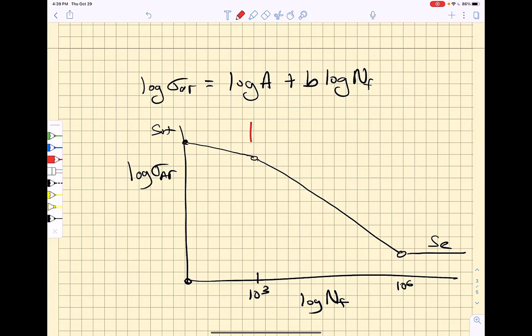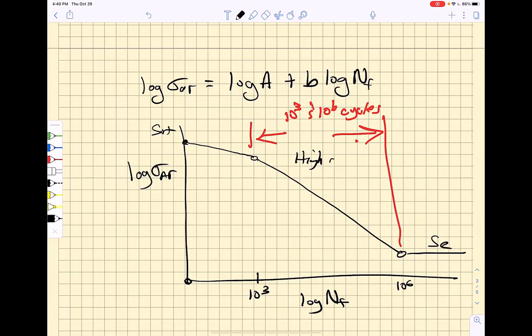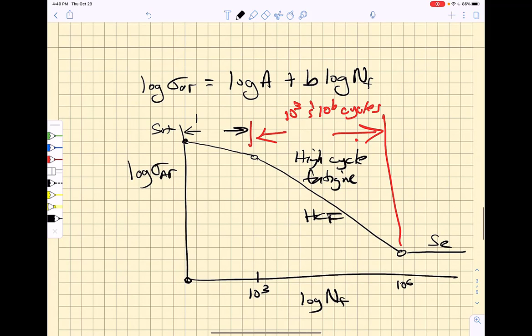And it is this regime in here between 10 to the 3rd and 10 to the 6th cycles that we call the high cycle fatigue, HCF. From 0 to 10 to the 3rd, that is called the low cycle fatigue regime, LCF, and this beyond 10 to the 6th is the infinite life regime.